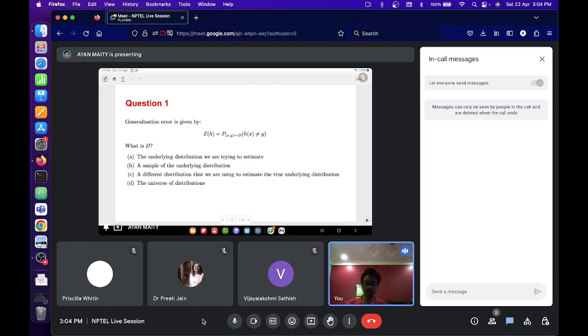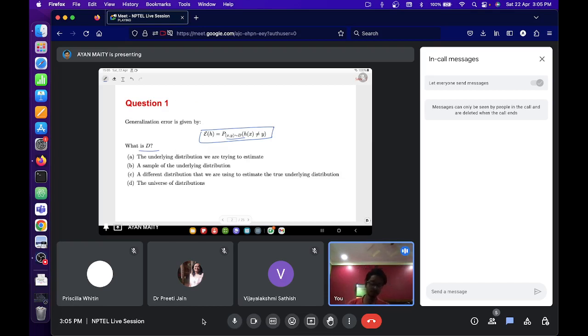So this is question 1. This is on learning theory. Generalization error is given by this expression. Epsilon h, which is the generalization error, is the probability of h(x) not equal to y, such that x and y are sampled from D. So you have to answer, what is D in this expression?